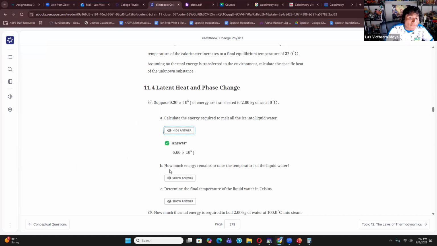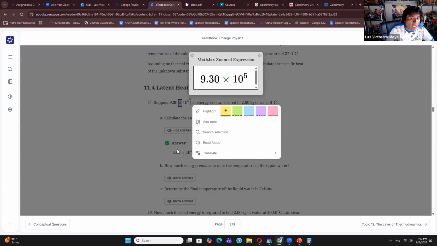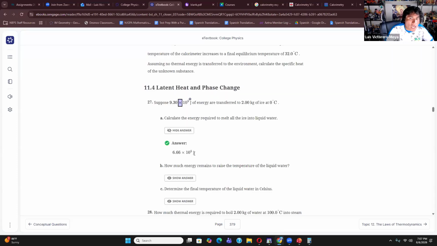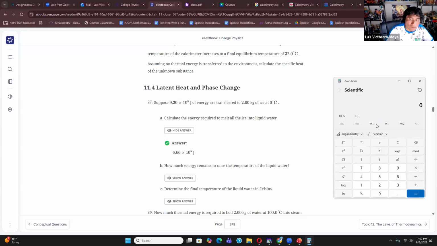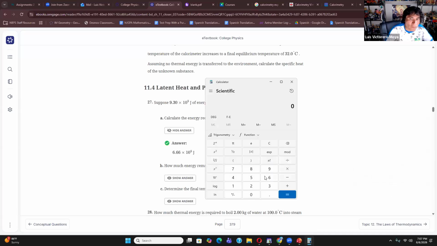All right. Now, this is what's interesting. How much energy remains to raise the temperature of the liquid water? So once you melt it, you're going to increase the temperature. So this was the original energy, and this is the energy you use. So how do you find the remaining energy? What do you do? What do you think?